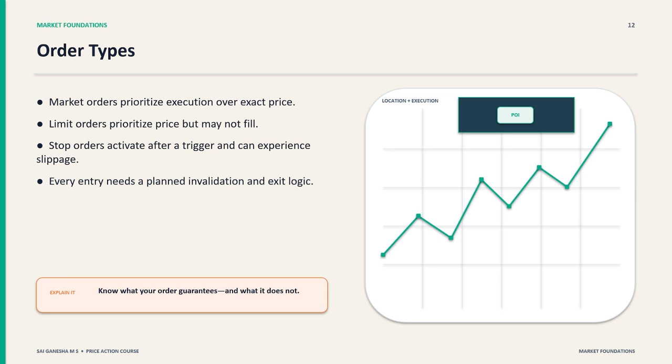Not always, but yeah, sometimes. I may get it at like 500.1, 500.2, or even slightly higher if the market is moving quickly. So a market order gives priority to execution, not to the exact price. I'm saying that entering the trade is more important to me than getting one specific price.